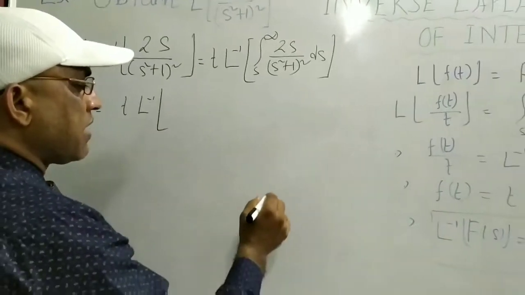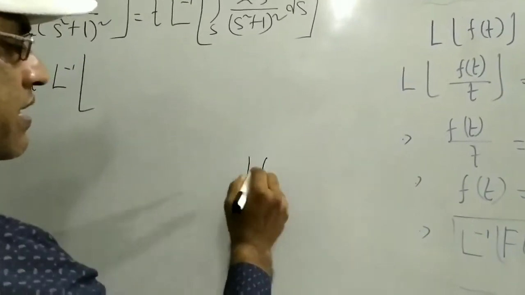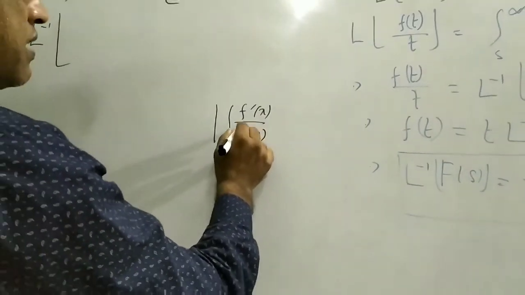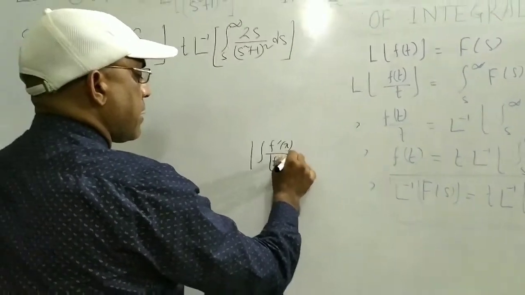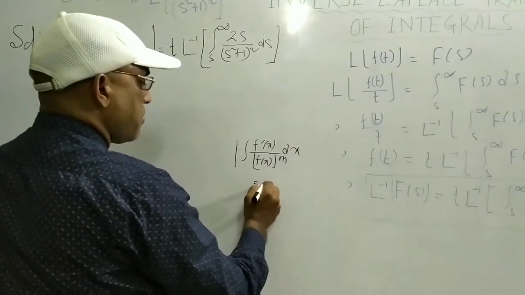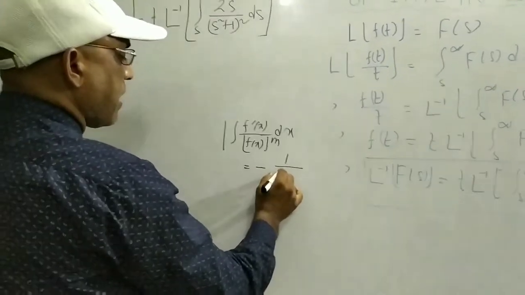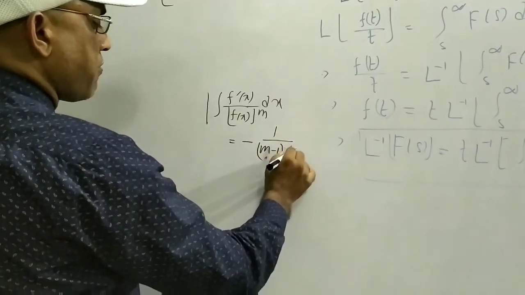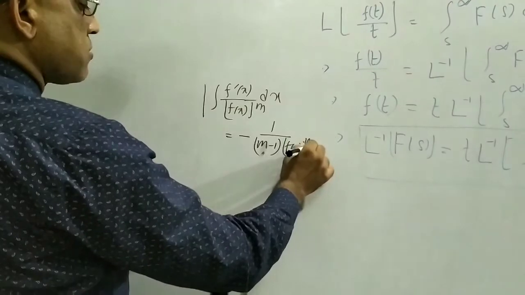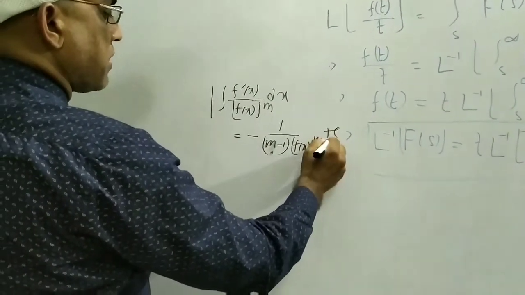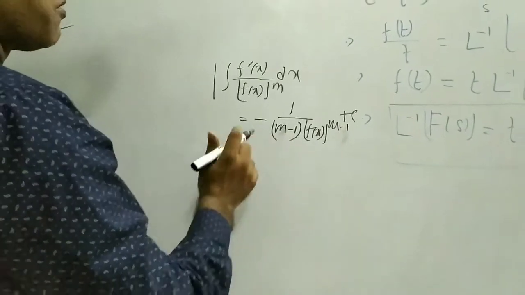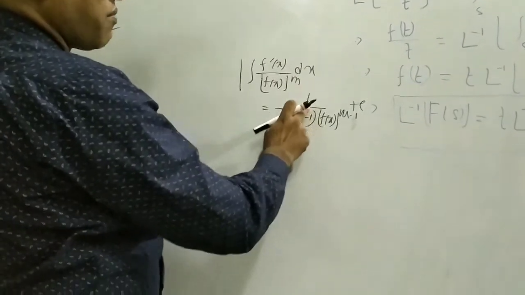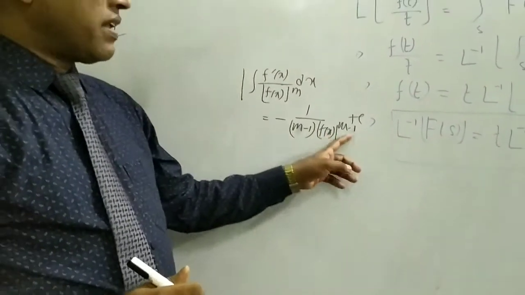Again you know this formula: the integral of f dash x by (f x) to the power m dx equals minus 1 by (m minus 1) times (f x) to the power (m minus 1), plus c. We know this formula. So the integral of f dash x by (f x) to the power m dx, then the answer is minus 1 by (m minus 1) (f x) to the power (m minus 1) plus c.